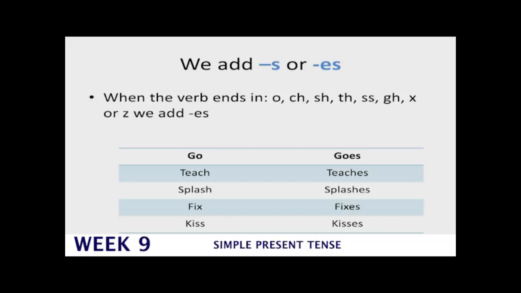If we have the verb go, we say goes. We add ES. We just don't add an S and say G-O-S. For teach, we add ES as well: teaches. For splash, we use splashes. We add an ES. For fix, it ends in X, so we have to add an ES, and the correct pronunciation is fixes. And the last one here is kiss, and the correct form, we add an ES, and it would say kisses.